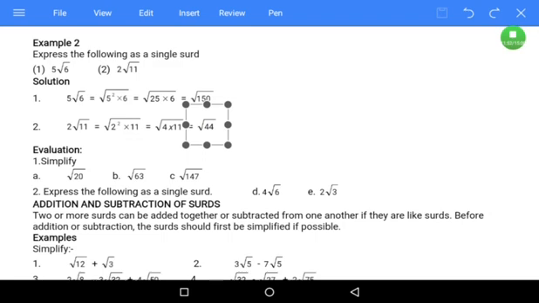Okay, so today your assignment is to do the evaluation. We have 1 A, B, C and 2: express A in basic surds, and also express D and E as single surds.